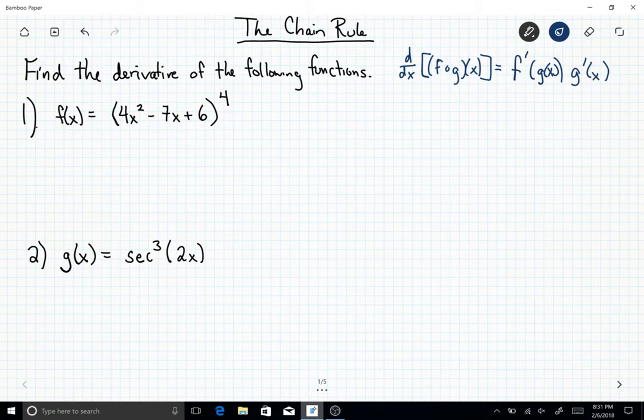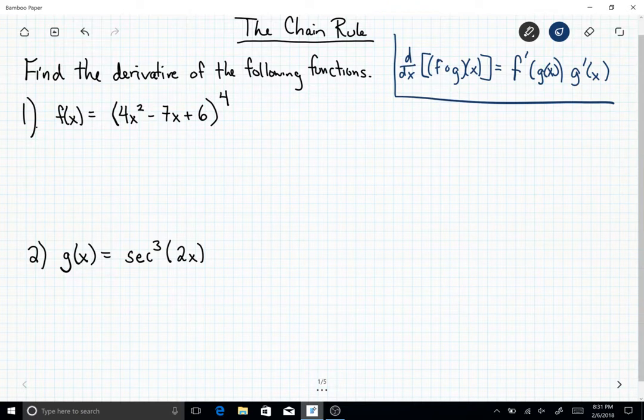We're going to find the derivative of the following functions. And so for the first one, we have f of x equals this quantity 4x squared minus 7x plus 6 to the fourth power. Now you could expand this, but that's going to be a pain because you don't just take every power to the fourth. You have to distribute to each term multiple times, and you're going to have a trinomial there, so that's not an easy task whatsoever.